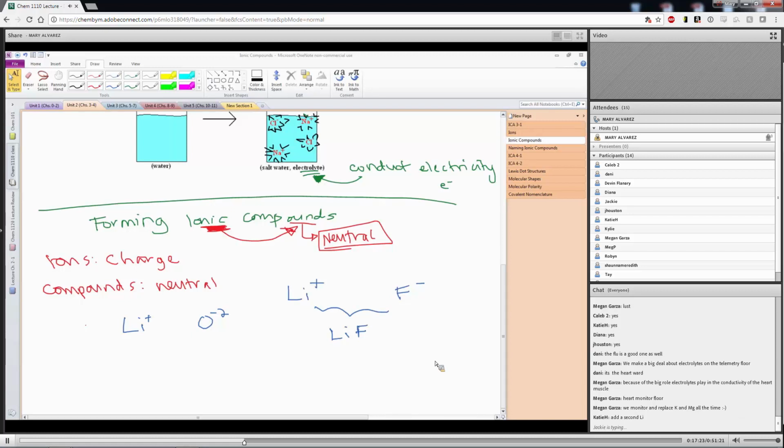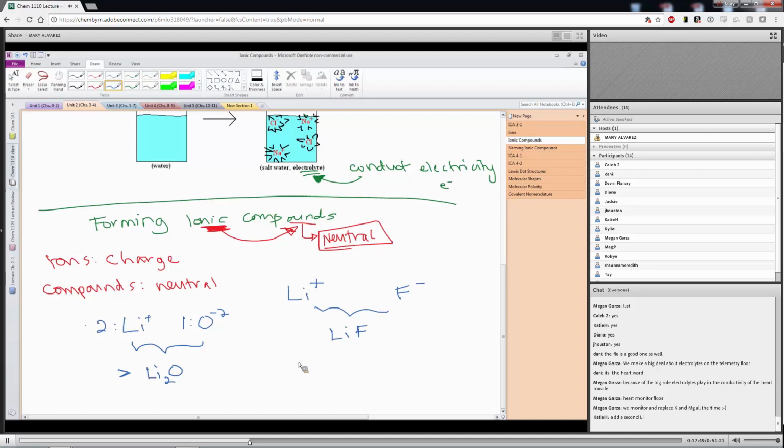Yeah, you're going to need 2 of these lithium ions for every 1 oxygen ion that I'm reacting with. Katie's exactly right. So my formula would have to be 2 lithium ions and 1 oxygen ion, and now this is a valid formula for the ionic compound made between lithium and oxygen.